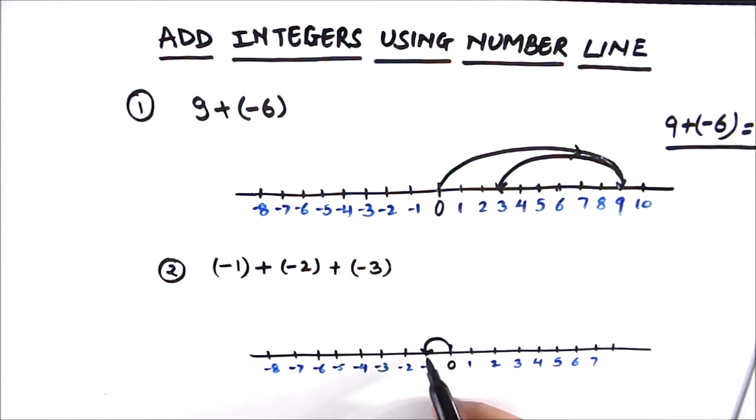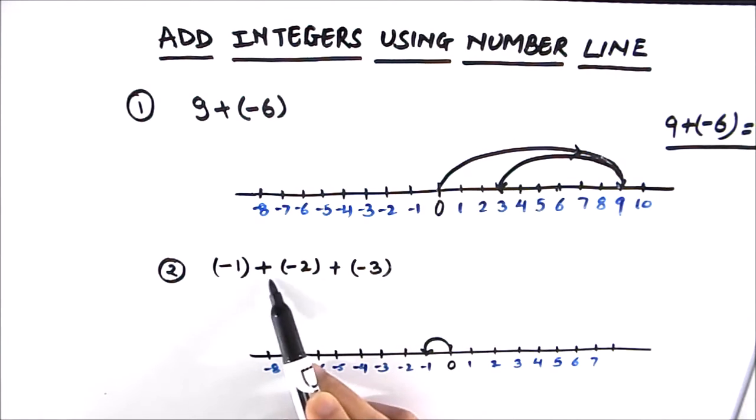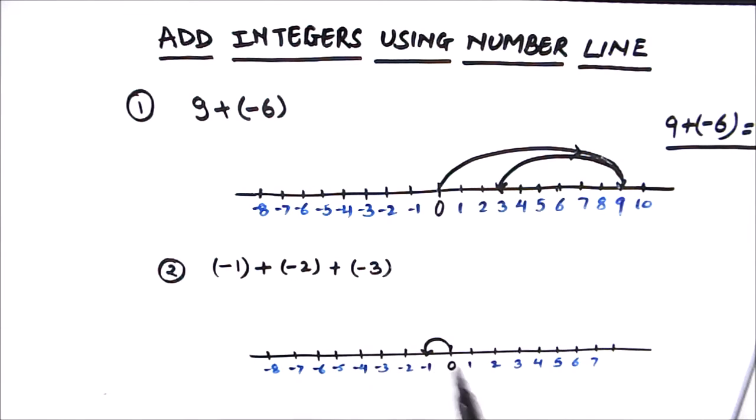We'll make an arrow, and then we have to add negative 2 to negative 1. So we'll start from negative 1 and move 2 spaces to add negative 2. So that's negative 1, that's negative 2. So we stopped at negative 3.